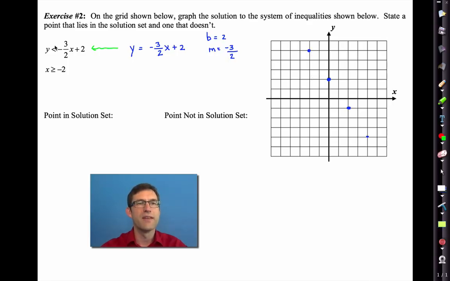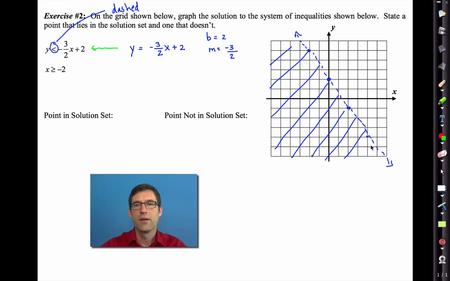All right, should be dashed, because there is no equality there, so the points along that line are not included. The boundary points are not part of the solution. That's why we dash it. And then I think I'll do the shading right away. We're supposed to shade under it because it's less than. So any point in there. And I think I'll label the equation of the line: y equals negative 3 halves x plus 2.